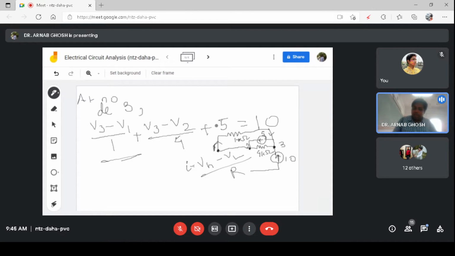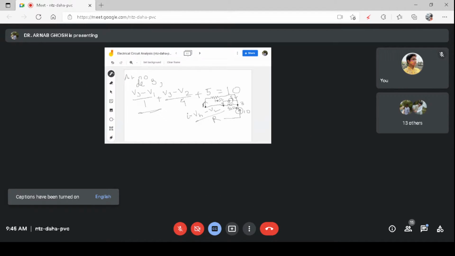So if you are writing V3 minus V1 by 1 for node 3, for node 1 also it will be V3. But if you are writing V1 minus V3, then it will be V1 minus V3 throughout, because the current direction is leaving for node 1 and for node 3 it is entering. So accordingly the equations will change. Just the equations will change.